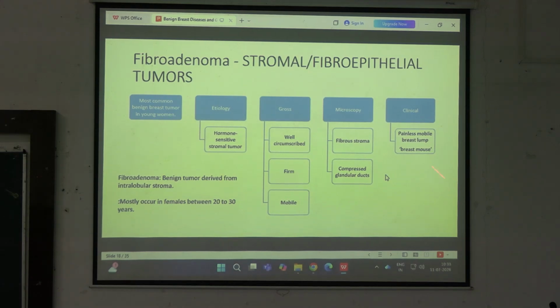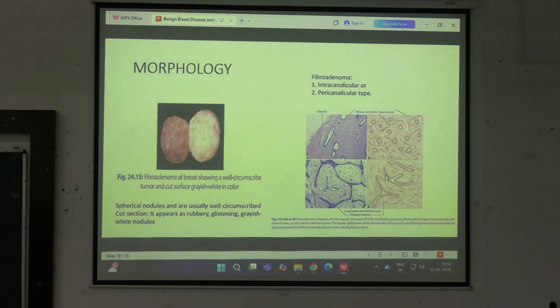That's why it is known as breast mouse. During palpation, due to mobileness, it will be called breast mouse. On microscopy, there will be an increase in fibrostroma. Since it's stromal derived, it will have increased fibrostroma and there will be compressed glandular ducts.